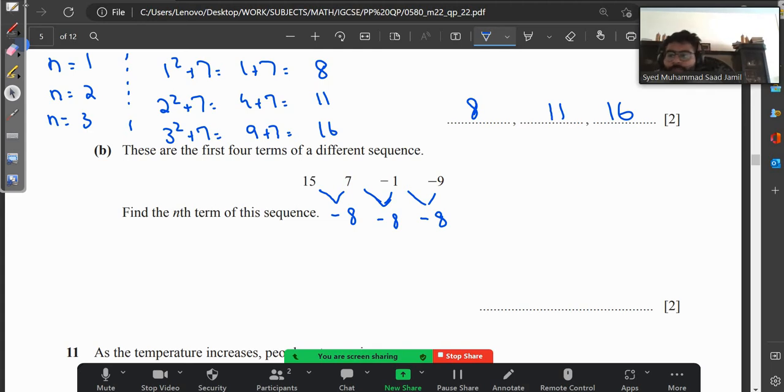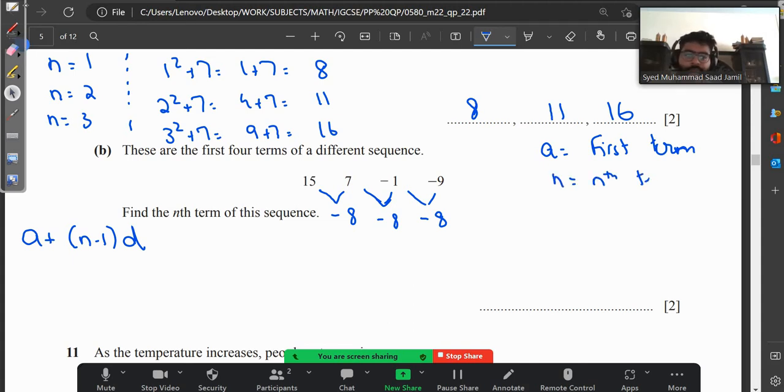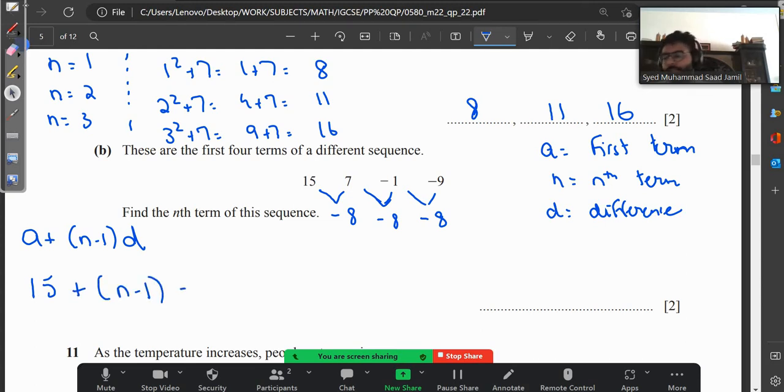The formula for arithmetic progression is A plus (n minus 1) multiplied by d. A basically refers to first term. N is basically the number of term, nth term. D is the difference between the terms. Look, if the difference is coming out different, for example minus 8, minus 5, minus 1, you cannot use this formula. So in place of A, I will write 15 because 15 is the first term, plus (n minus 1) multiplied by d. D is basically minus 8.